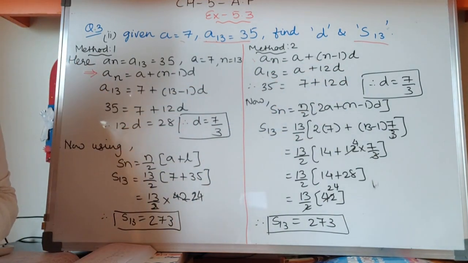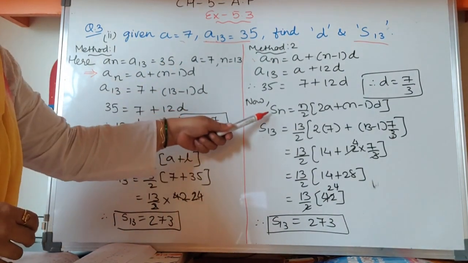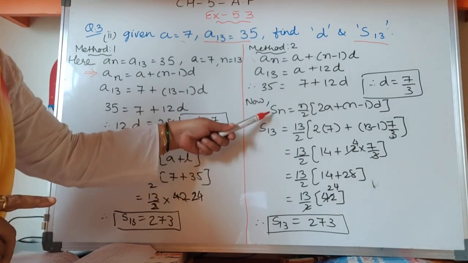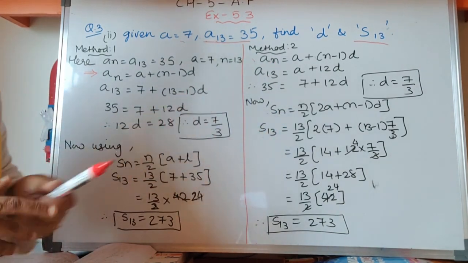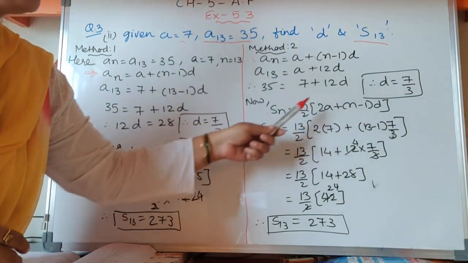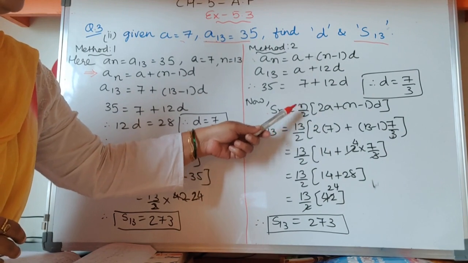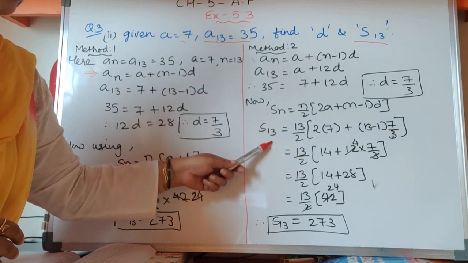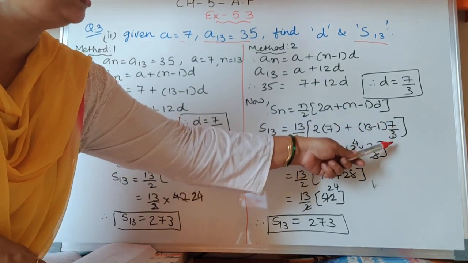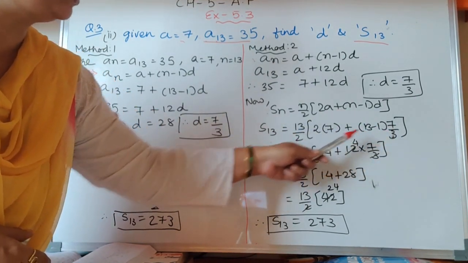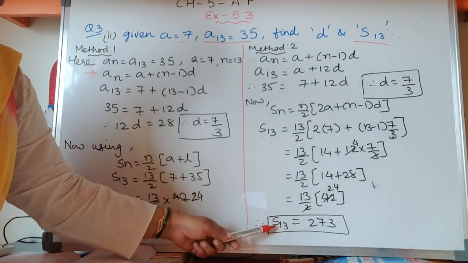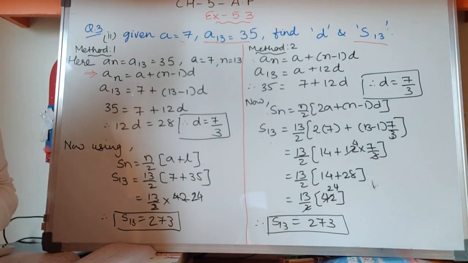Now, as I have not taken a13 as the last term, I have to apply here Sn is equal to n by 2 into the bracket 2a plus (n minus 1)d formula. Now, I substitute all the values. As we know, n is equal to 13. S13 we want to find out. a is equal to 7 and 13 minus 1, and d we already have, it is 7 by 3. So by substituting all the values and doing the calculation, again I got S13 is equal to 273.